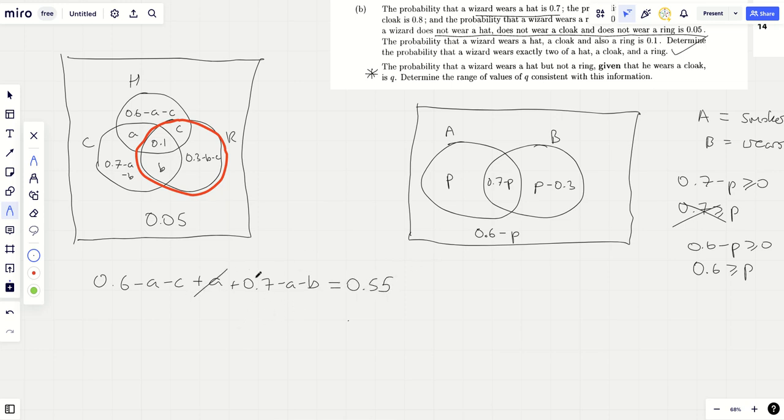And then something nice happened, because 2 of those A's cancelled. 0.6 plus 0.7 is 1.3, and then you've got minus A minus B minus C. And when I saw that, I got excited because I realised I'd done the question. If I take that away from that and add all of those onto there, I can see that A plus B plus C is 0.75, and I've finished.